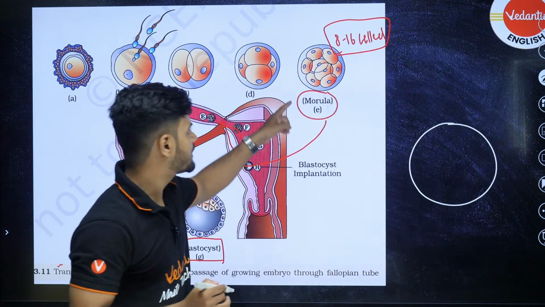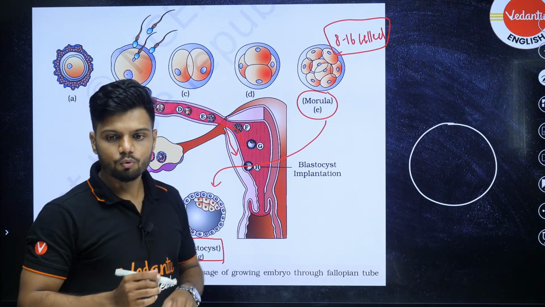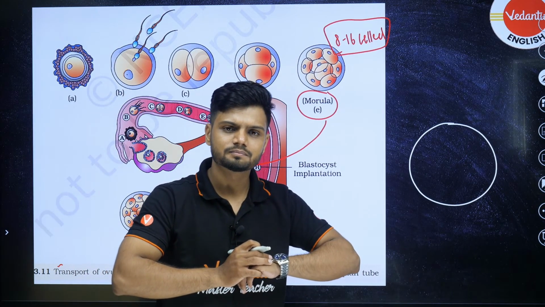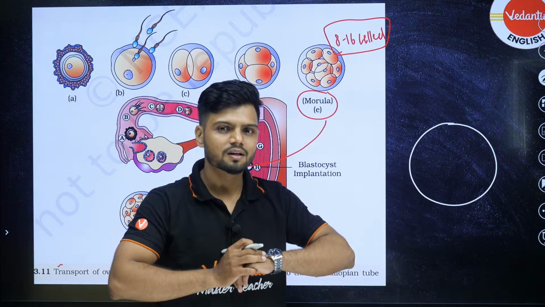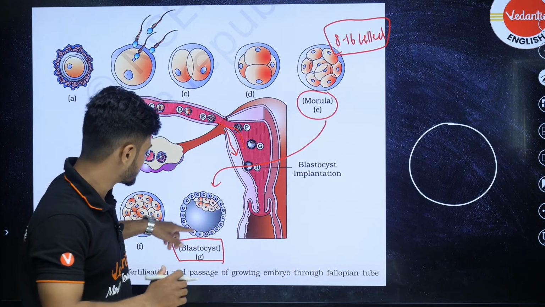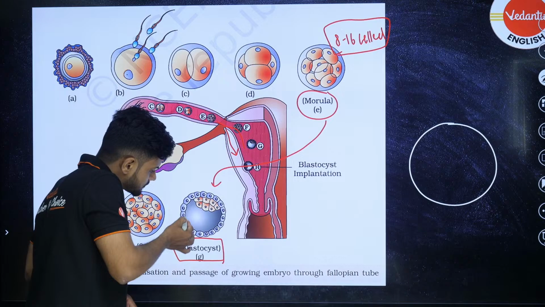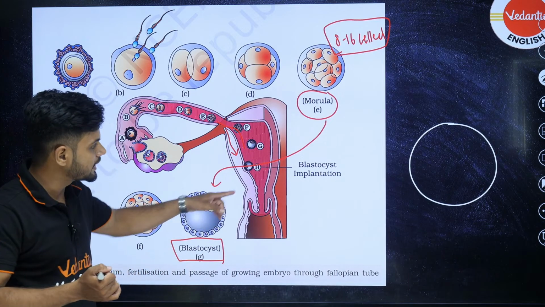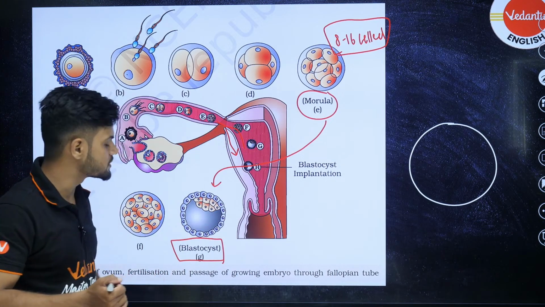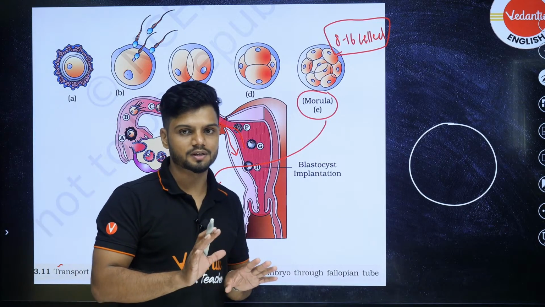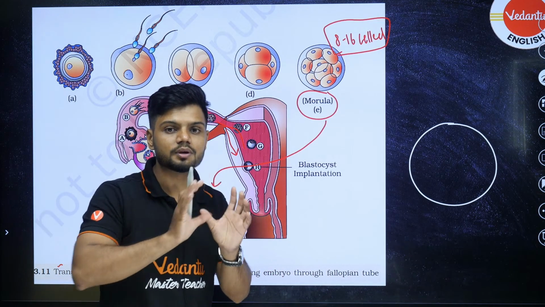Now inside the morula we have cells. Now tell me, what do we call the cells inside? The cells inside the morula or the blastocyst are called blastomeres.